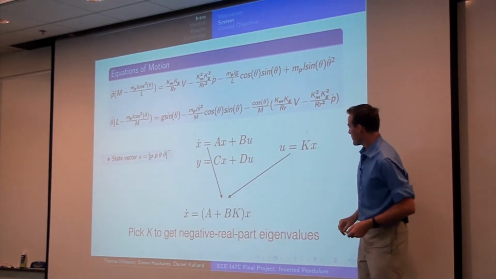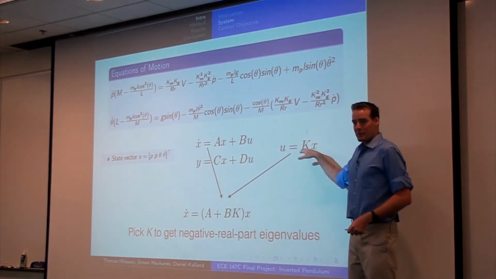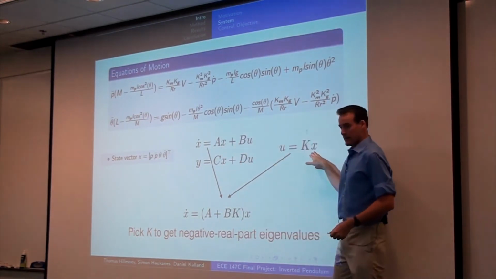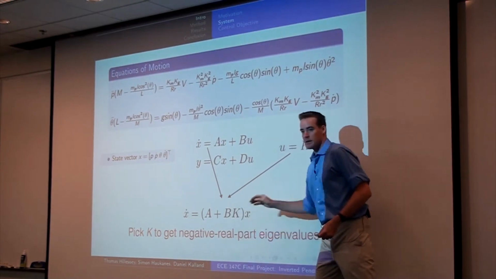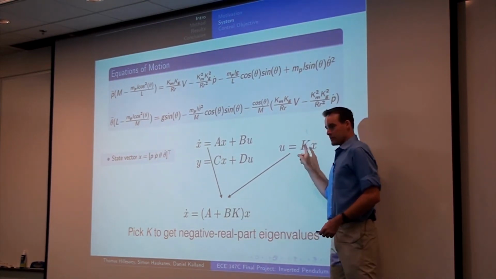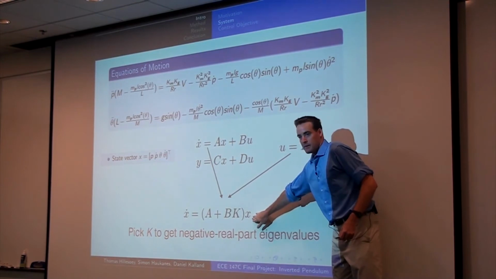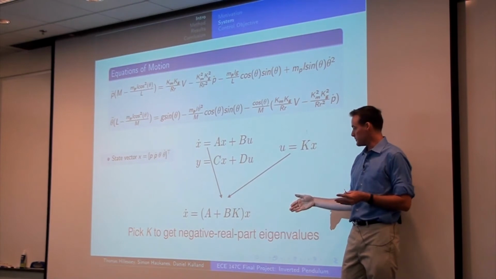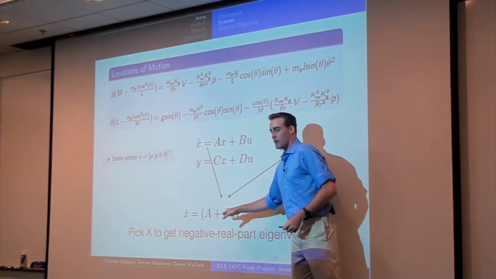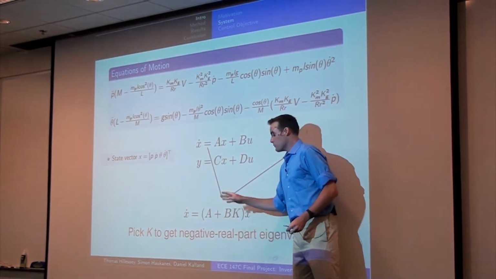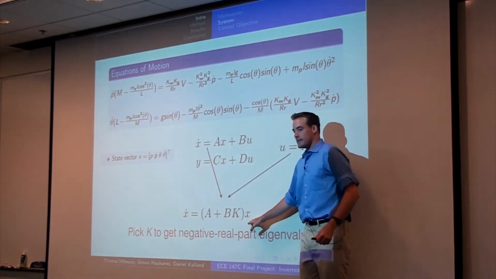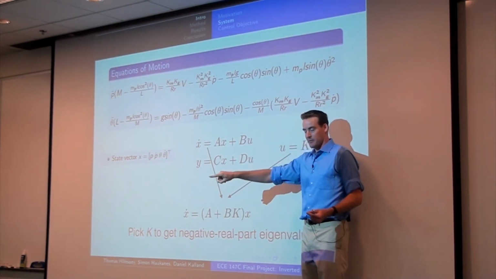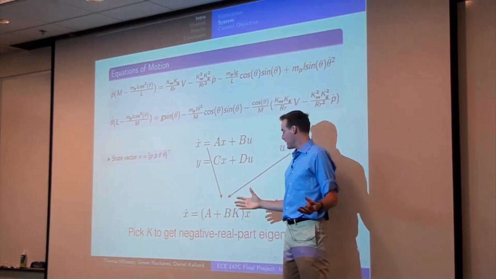What the students have to choose with k is, if you plug u equals kx into this equation, then you get Ax plus BKx. You pull out the x, you get A plus BK times x. So with this control law, this is how the state vector will evolve. And if you can pick A plus BK so that it has negative real part eigenvalues, imagine for a moment that this is just a scalar equation, something like x dot equals minus x. The solution to that is e to the minus t, a decaying exponential. And in the matrix version of that, it's the same idea.